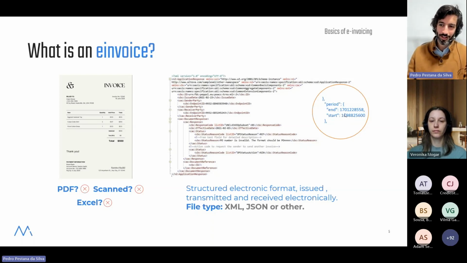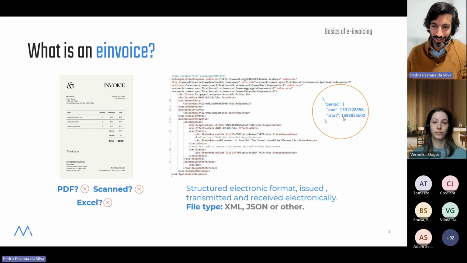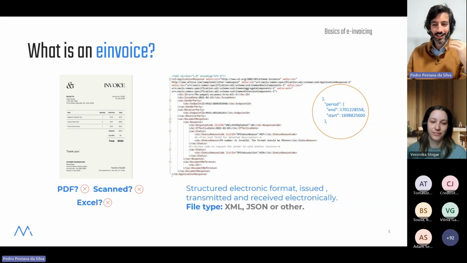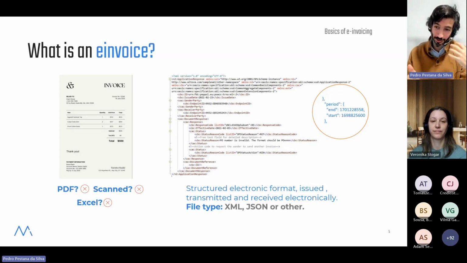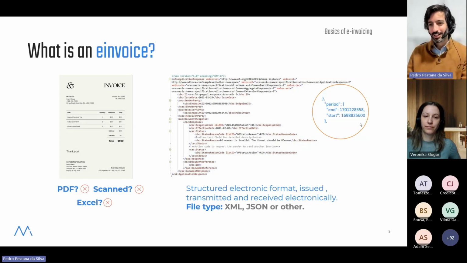That's a proper date. Now, if you look into this circle right here, and you are not a developer, there are two items, and you probably agree with me that they don't look like a proper date. But in fact, they are. They're telling us the year, month, day, hour, minute, and second on which they were issued. These two items are timestamps.